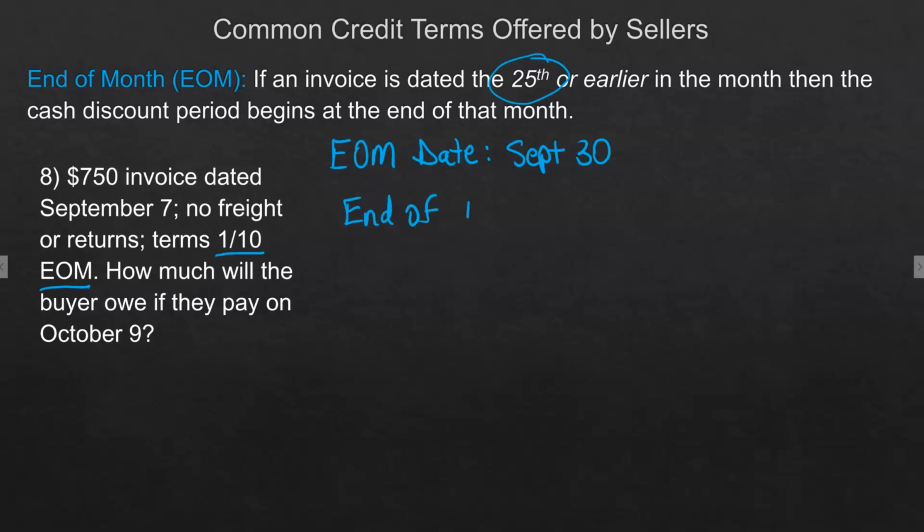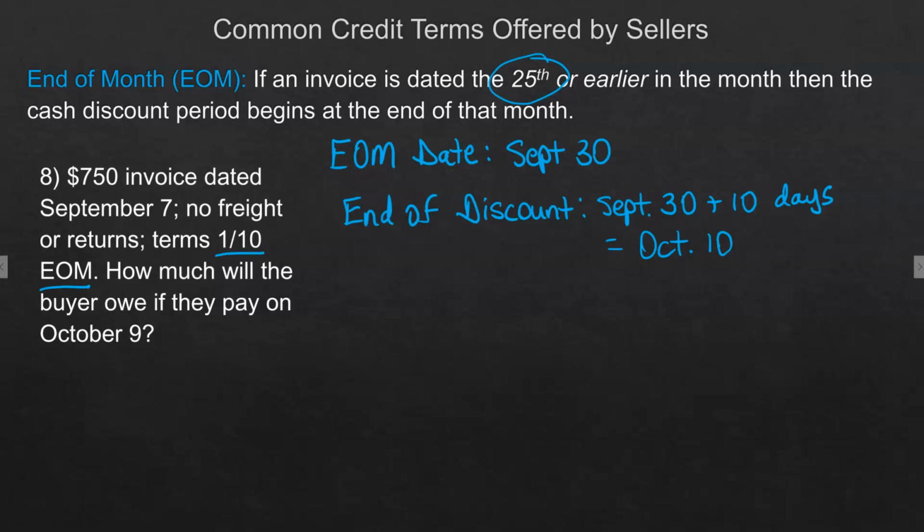Okay, so the end of discount time is going to be September 30th plus 10 days. It's nice when it goes to the end of the month because the calculation is very easy. So our end of discount will be October 10th, right? So that's kind of nice.